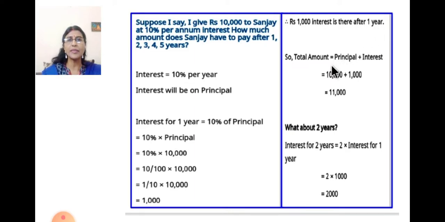So total amount how much he will give? He will give principal plus interest. So principal is 10,000 and interest is, here we have calculated 1,000. This is the interest. So we are going to add these two values. 10,000 plus 1,000 will be 11,000. So I will get 11,000 from Sanjay after 1 year. What about 2 years? Interest for 2 years will be 2 multiplied by interest for 1 year. And interest for 1 year was 1,000. So we'll multiply 1,000 by 2. So we'll get 2,000 rupees.